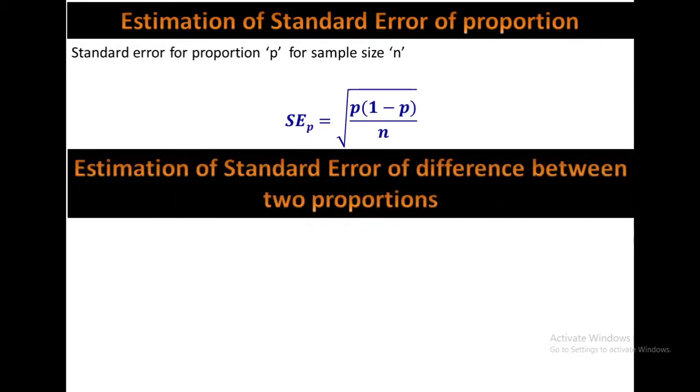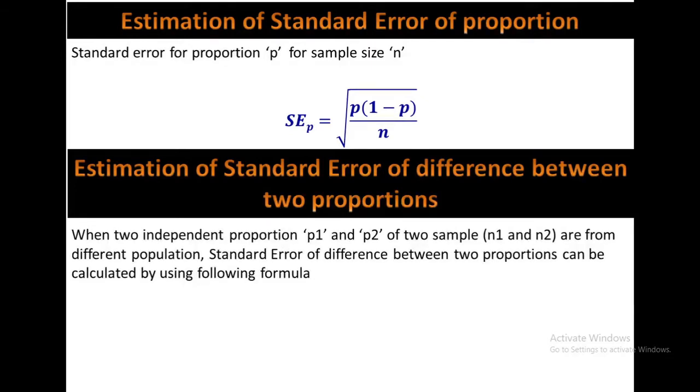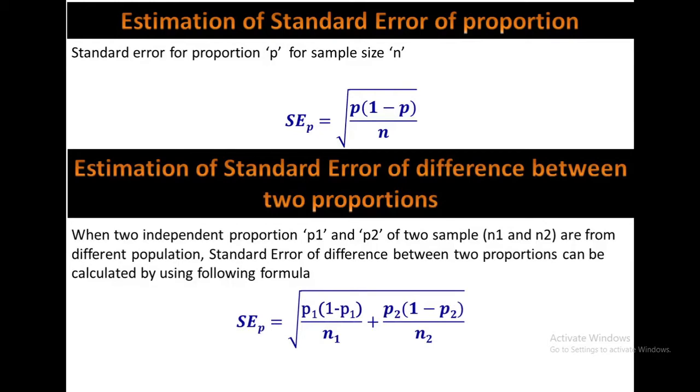Estimation of standard error of difference between two proportions. When two independent proportions P1 and P2 of the two samples n1 and n2 are from different populations, the standard error of the difference between two proportions can be calculated by using the following formula. SEDP will be equal to the square root of proportion 1 multiplied by 1 minus proportion 1 divided by sample size 1 plus proportion 2 multiplied by 1 minus proportion 2 divided by sample size 2. In both the cases, proportion may be in fraction or in percentage.